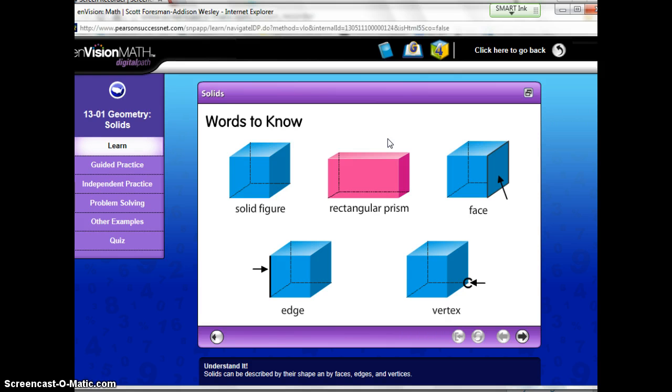How about this one? What do you think? Well, a flat shape is a hexagon. What would this be called then? No? Yes, a hexagonal prism. Awesome.